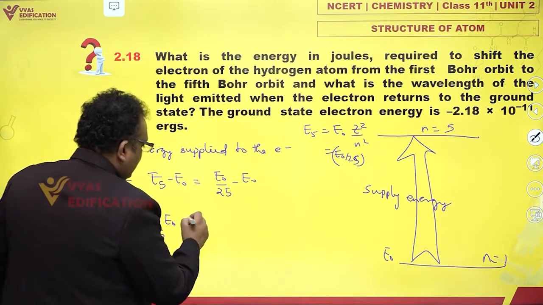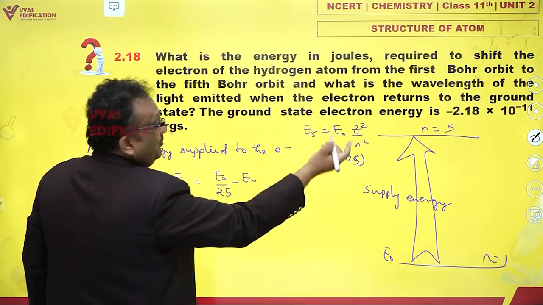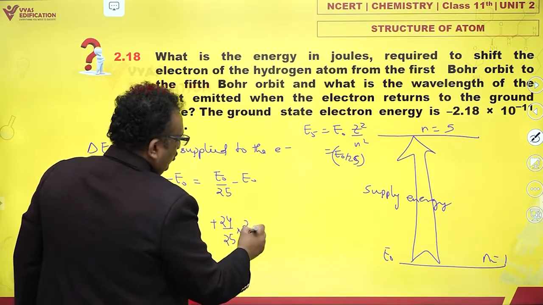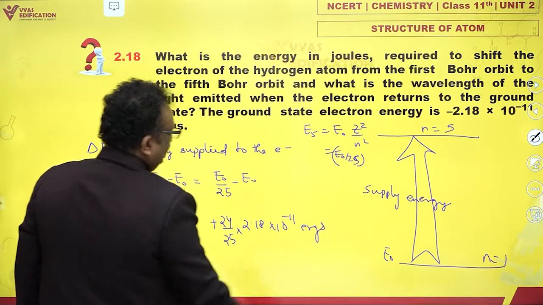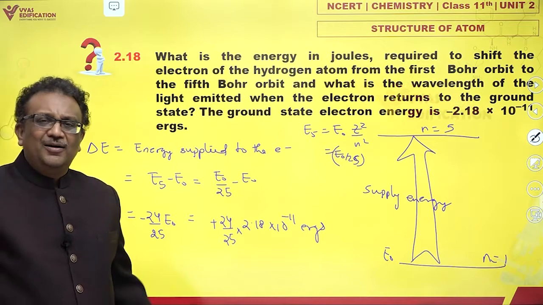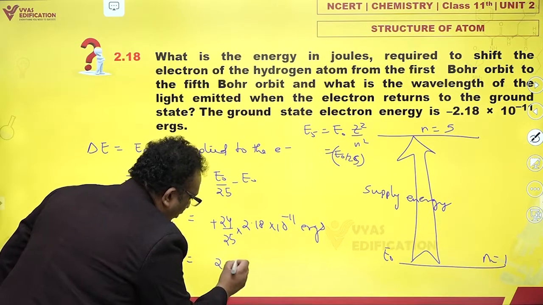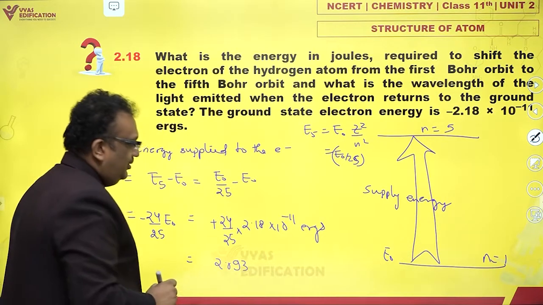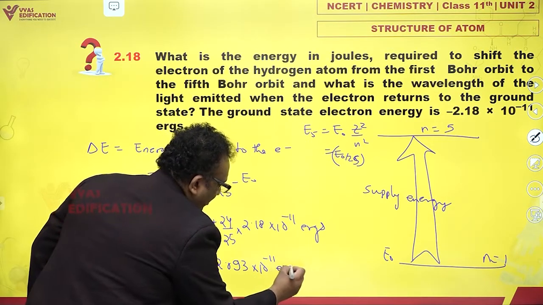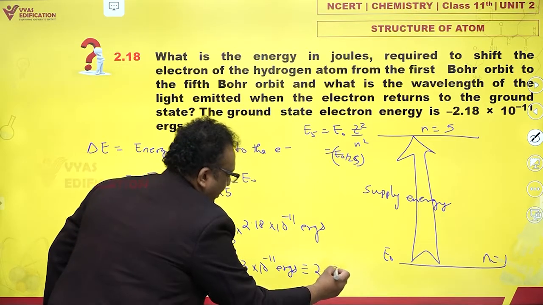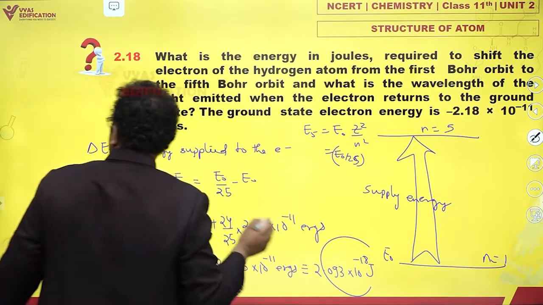I am given E naught. This is minus 24 by 25 times E naught, which is again minus, so minus becomes plus 2.18 into 10 raised to minus 11 ergs. That's not very difficult. Ergs to joules is a straightforward journey. You know the conversion. So you calculate this. This comes out to be 2.093, a little less than 2.18, into 10 raised to minus 11 ergs, which is 2.093 into 10 raised to minus 18 joules.